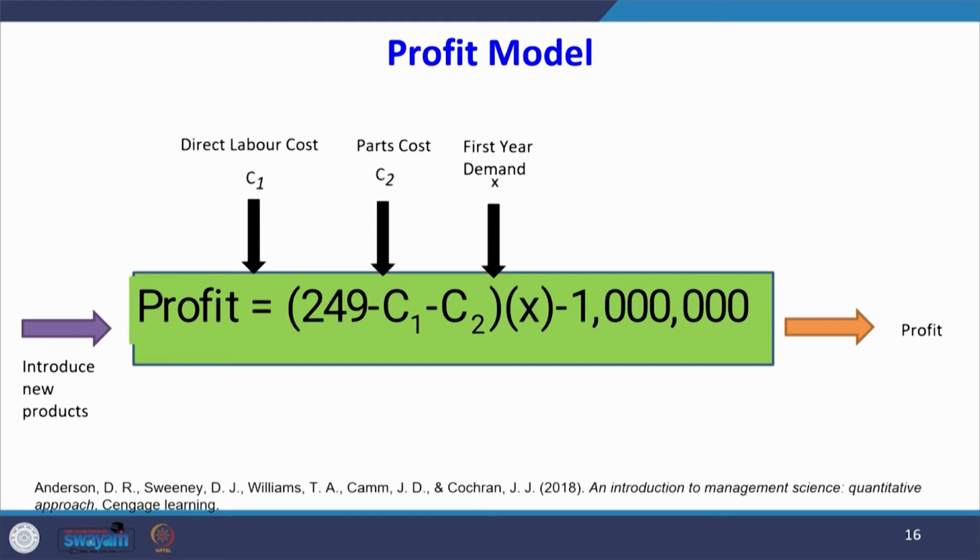Now, first we will explain the profit model. You see, the controllable input is introducing the new product. What are the uncontrollable inputs, probabilistic in nature? Labor cost, part cost and first year demand. So, the profit function can be written as 249 minus C1 minus C2, multiplied by demand, minus your overhead expenditure. That will give you your profit. What we are going to learn from this model is the best case and worst case, because we are not going to talk about simulation now. First we will do it without simulation.